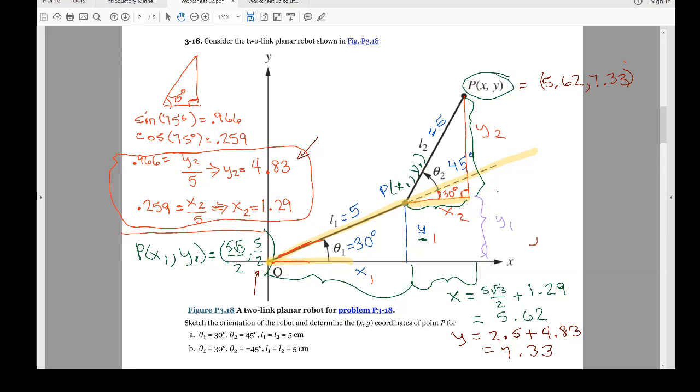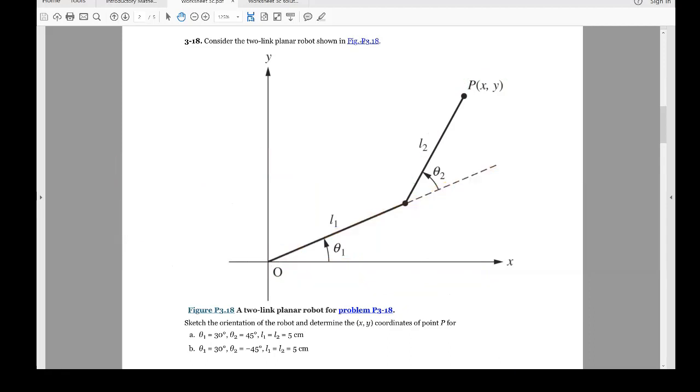And B I already did, so I'm not going to do B. I did the homework problem for B in the other video, part 2 of worksheet 3B. So it should be posted. So I'm going to clear all of this, and let's move on to the next problem.